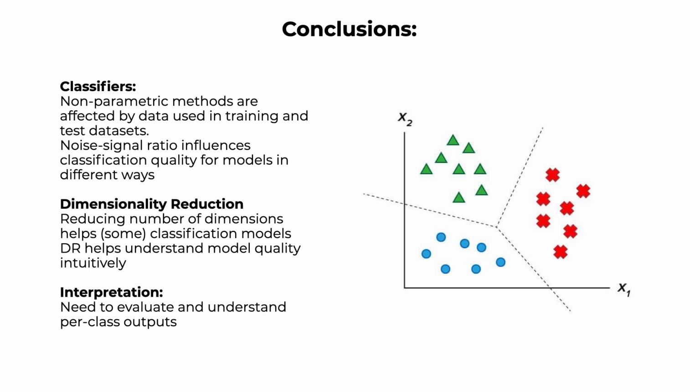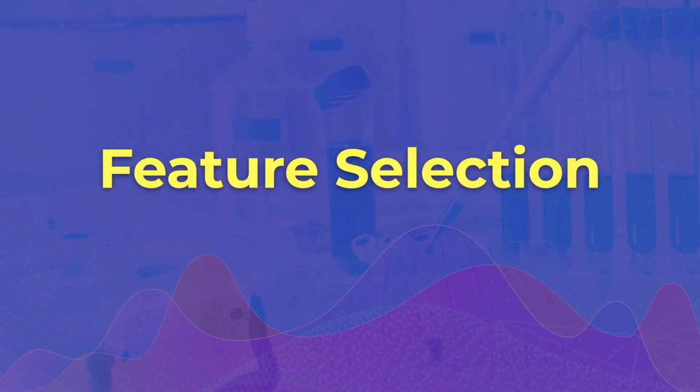Reducing the number of dimensions helps some classification models. Dimensionality reduction helps us understand model quality intuitively and link it to a biologically meaningful interpretation. One of the useful ways to study a parametric model is to understand the relationship between specific features and class predictions of a model.